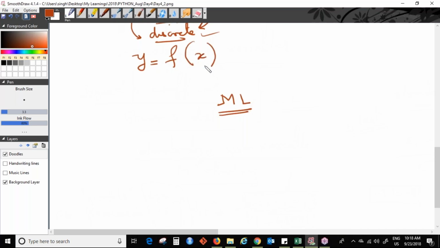Okay, so for example, if you remember from your school days, we always used to solve these kind of equations, right? y is equal to f of x, and then we used to do something with these. Remember, y is equal to f of x. This y we used to call the dependent variable, and this x we used to call the independent variable, because the value of y is dependent on x. If you change your x, your y will change. So we called x the independent variable and y the dependent variable.